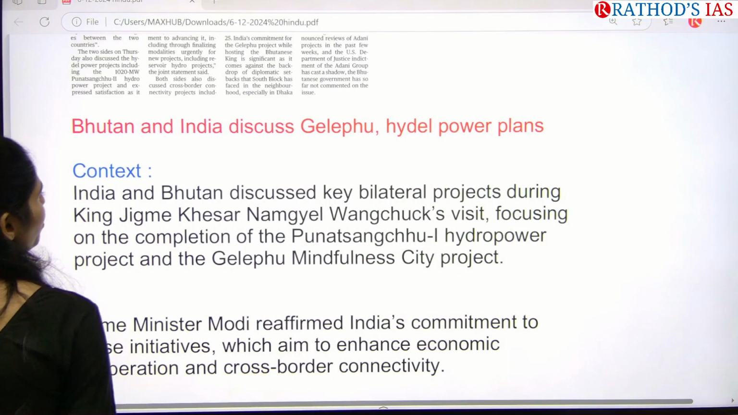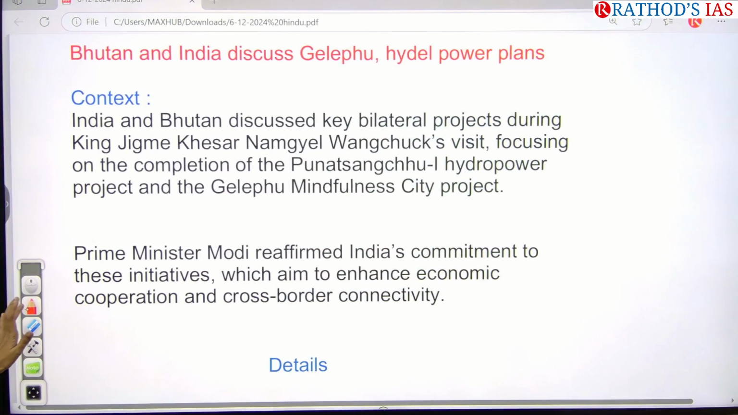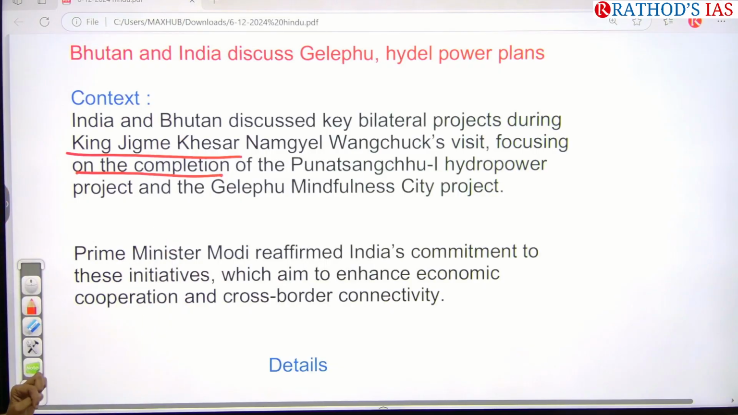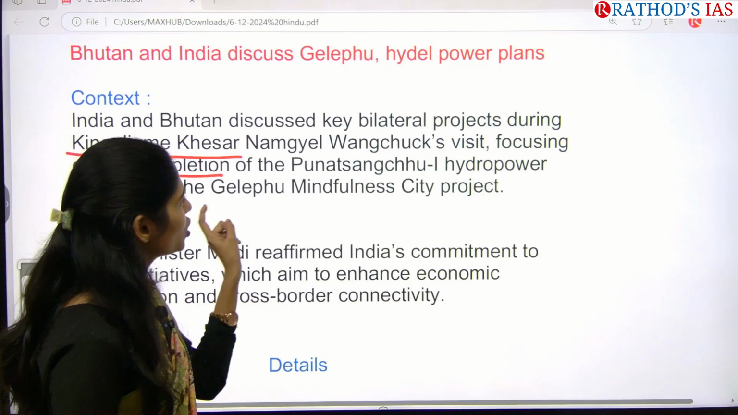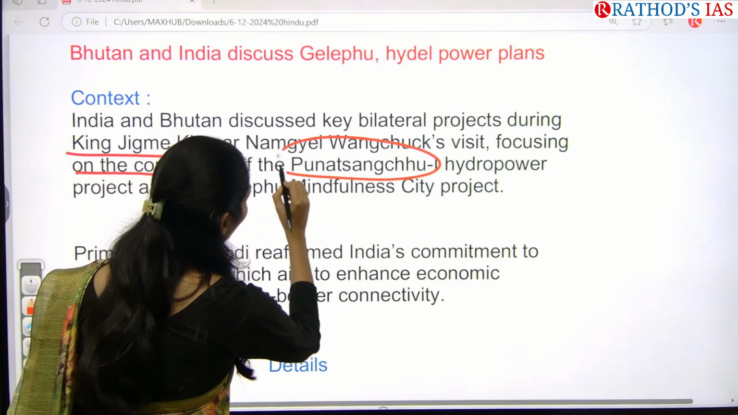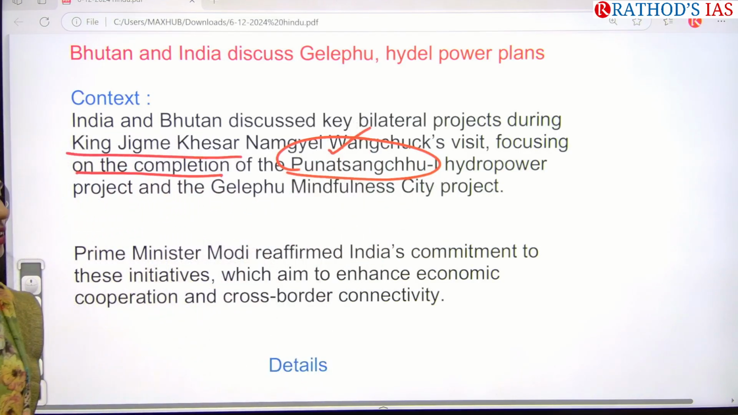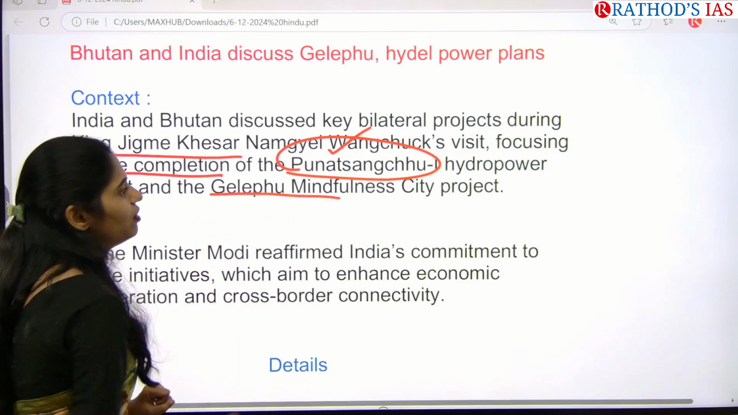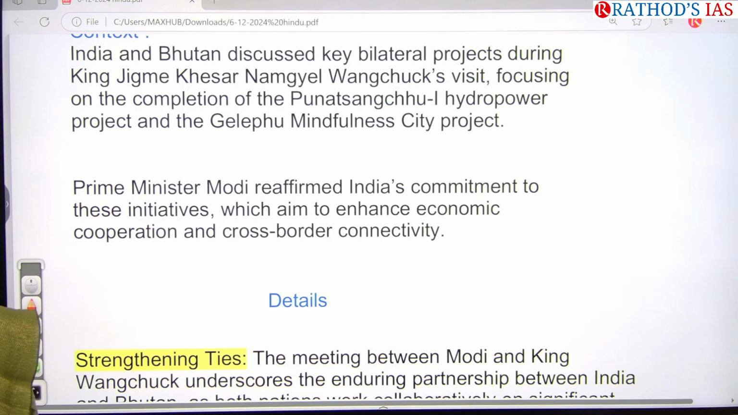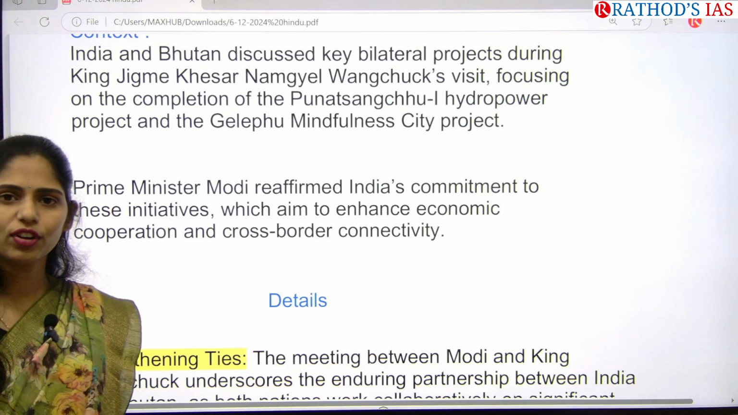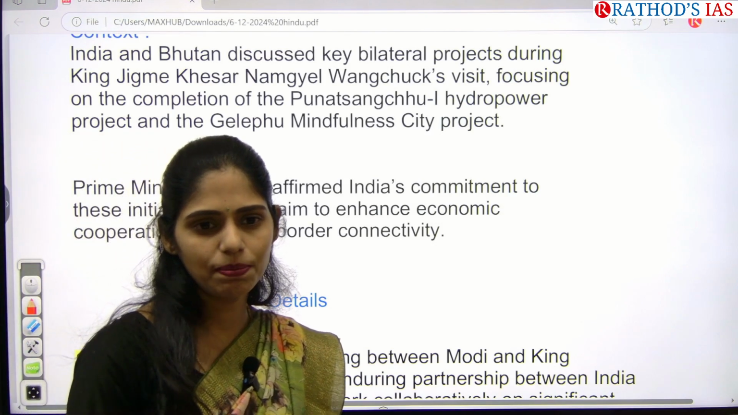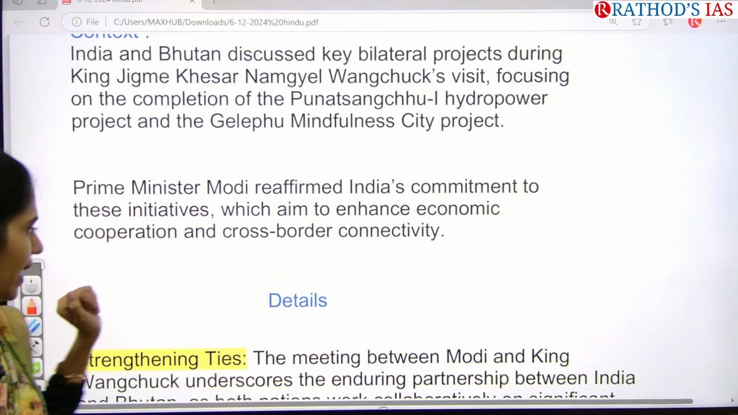Actually, India and Bhutan discussed key bilateral projects during the King's visit, and they were focusing on the completion of the Punatsangchhu-1 hydropower project. You may also get a question on this: in which country is this hydropower project? And the next one is the Gelephu Mindfulness City project. We want to enhance economic cooperation as well as cross-border connectivity between these two nations, and improve the bilateral relationship between India and Bhutan. It will be very helpful.